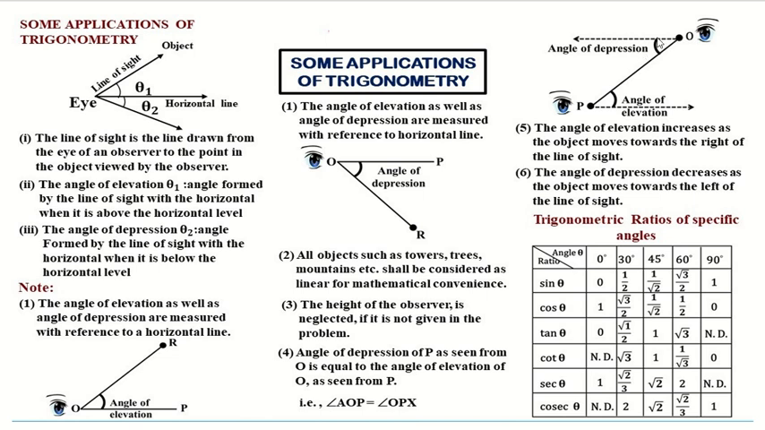Then we learned that angle of depression can be turned into angle of elevation. How? Like this. If there is a parallel horizontal line, alternate angles are equal. So if it is 30 degrees over here, you can remember the Z shape. Where you get the Z shape, exactly there you get the alternate angle. Then we have seen the trigonometric ratios also.